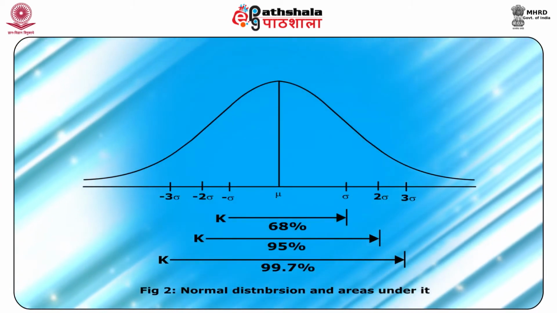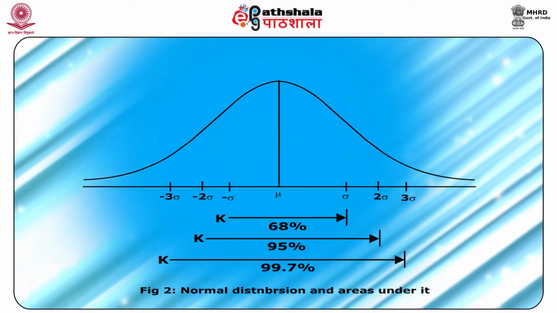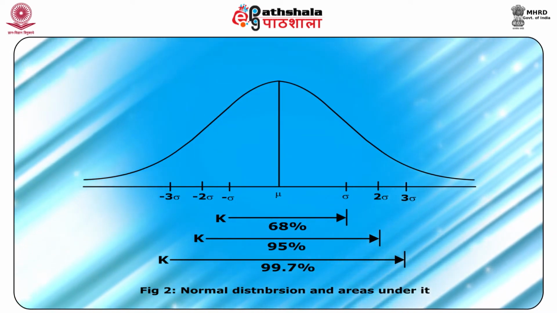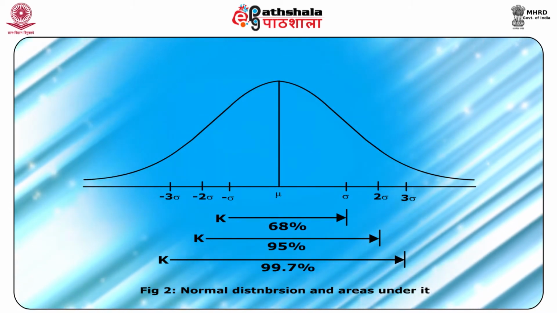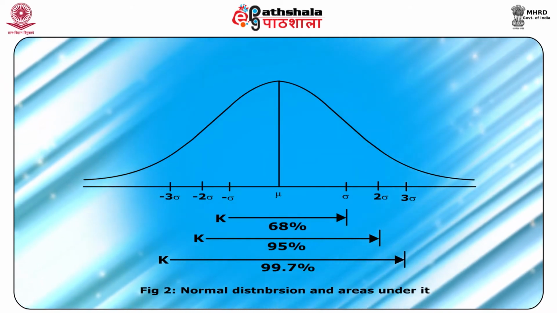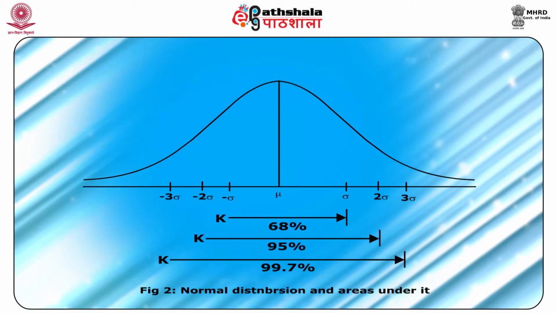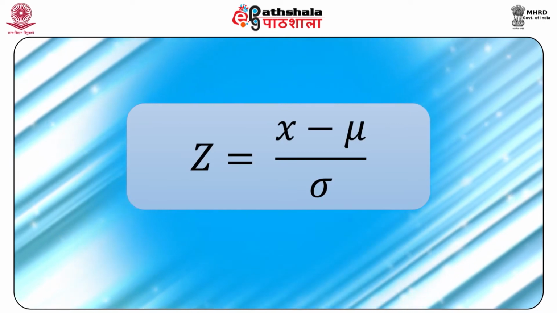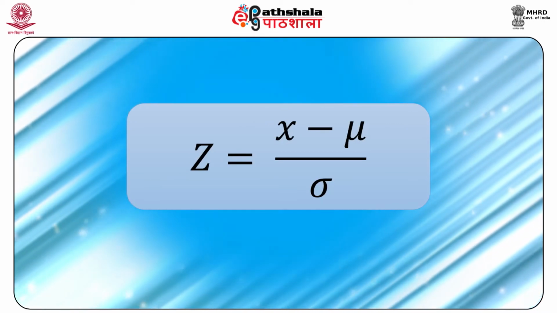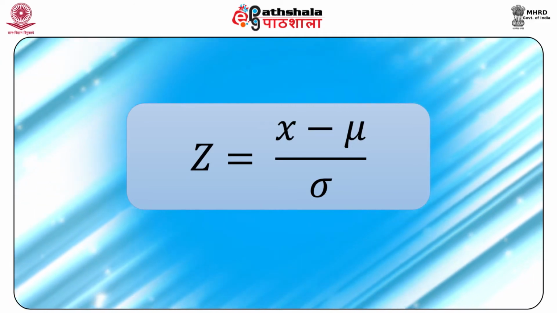Now let us repeat and understand what the properties of the normal distribution are. Some of the important properties are that the distribution is symmetrical around its mean value. The area under the normal curve that lies between the values of mu plus minus sigma, as the figure also shows, is approximately 68%. Between mu plus minus 2 sigma it is approximately 95%, and between mu plus minus 3 sigma it is 99.7%.